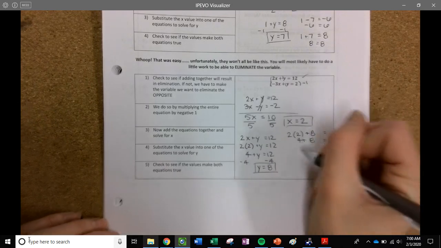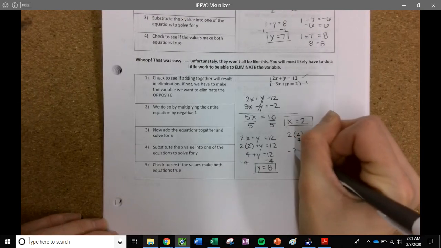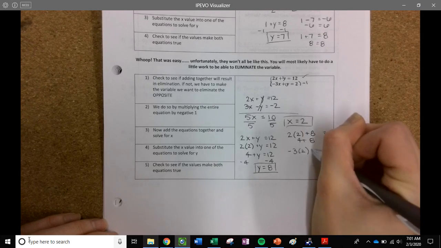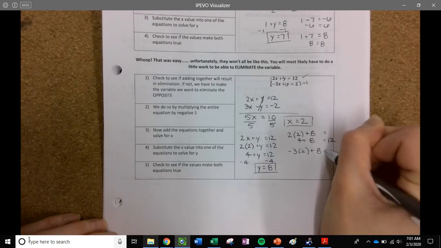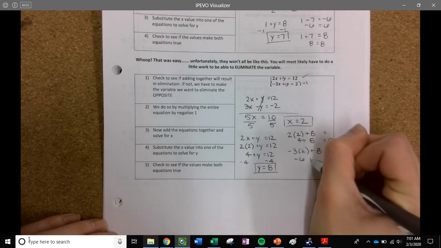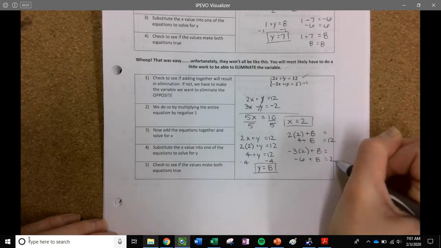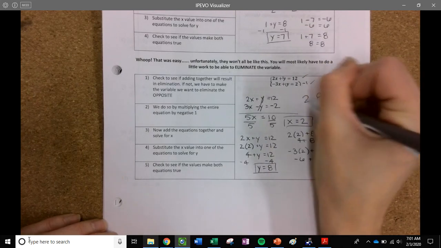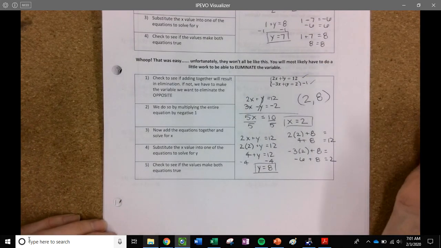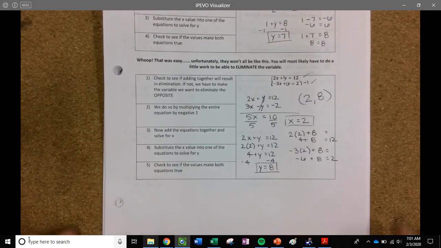So if I do -3 times 2 plus 8, my x value and my y value, will that equal 2? -6 plus 8, yes it will. That works. Our solution, the point of 2, 8. Easy, right? We can handle this. We're smart. Let's check out one more example.